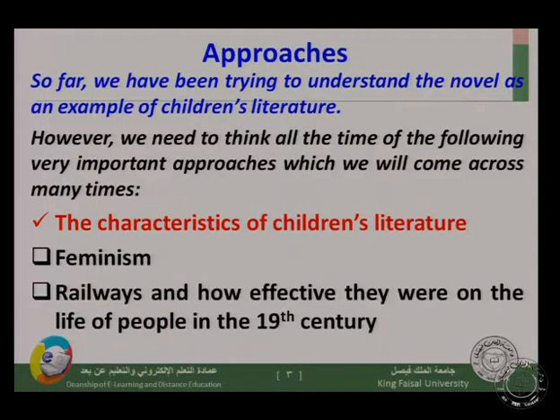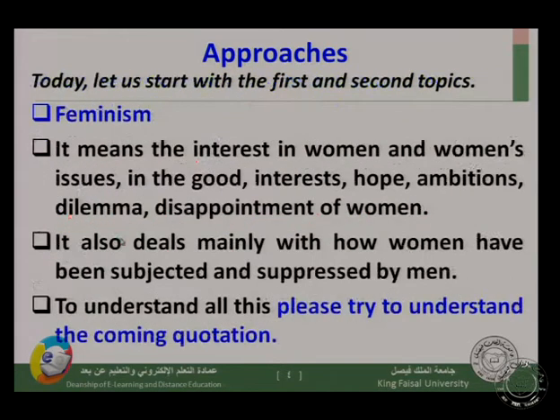What we need is to say more and to understand more about feminism and about railways and how effective they were on the life of people in the 19th century. If you study the 3 things and the book, then I guarantee you will be excellent students and scholars as well of children's literature and of The Railway Children. You are now 1/3 to go. We need another 2/3. The second point then is feminism. That will be our subject for today, inshallah.